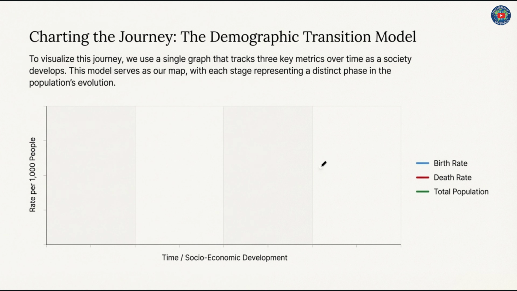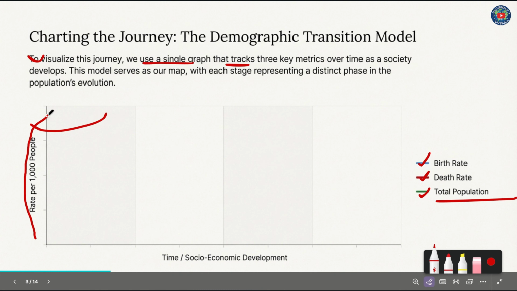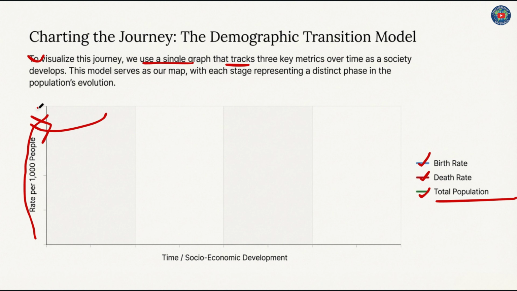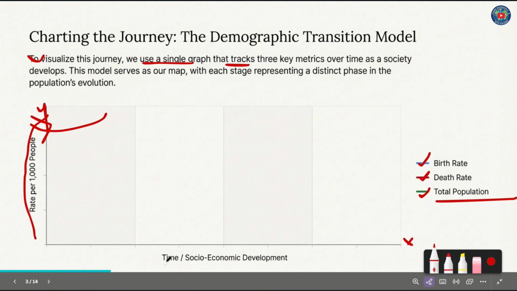To visualize this journey, we use a single graph that tracks three key metrics over time as a society develops. This model serves as our map, with each stage representing a distinct phase in population evolution. This color indicates birth rate, this color will indicate death rate, and green color will indicate total population. The y axis indicates rate per 1,000 people, and the x axis indicates time or socio-economic development.